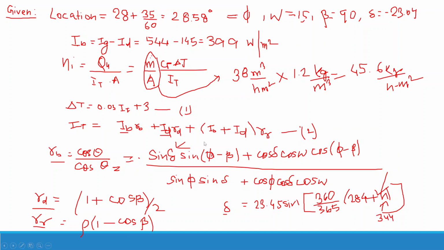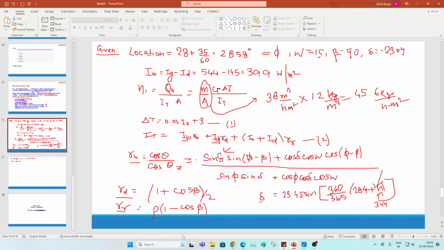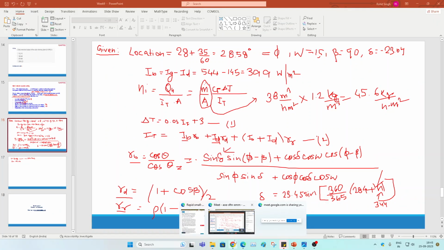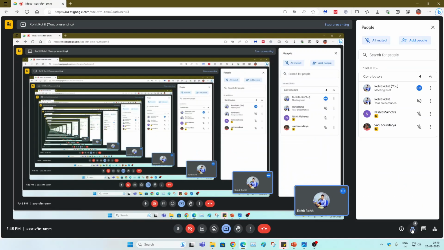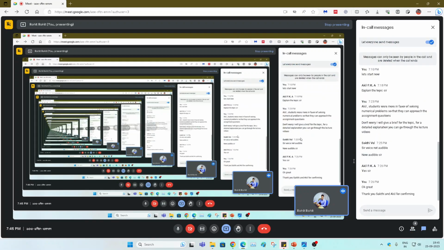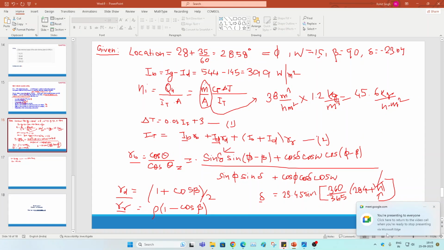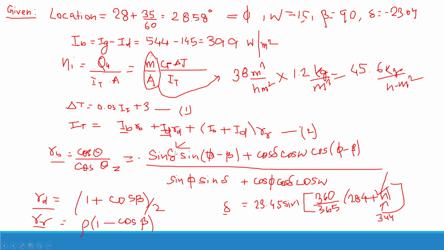Okay, so were you guys able to do it? In between, I have also completed the calculation. Okay, no answers, Nishit and Vani. Okay, no problem. I will solve it. So first thing, I just put the values here. We know the phi, omega. This is omega, not W. Beta and delta.